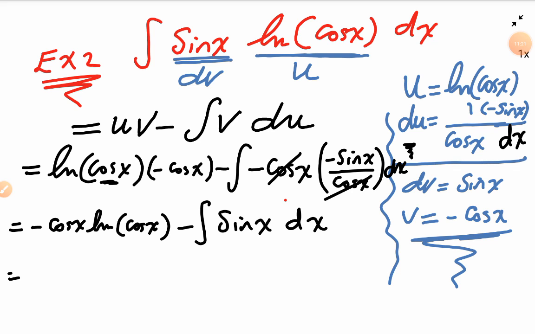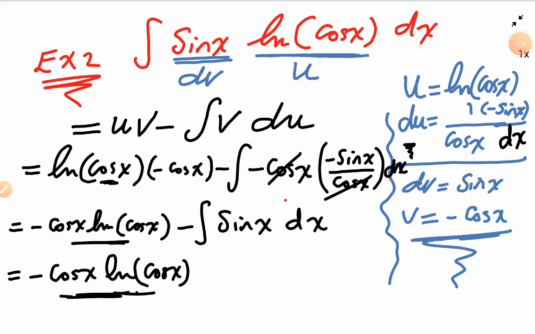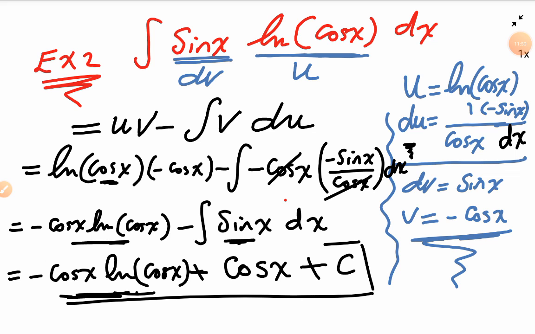Nice. The final step is to write this one the same, and this term the same. Ln cosine x, yes, this all will stay the same here. Minus, what's the integral of sine? It's negative cosine, so negative by negative is positive. So we have negative, negative, positive, cosine plus c. So this is our final answer here, right?